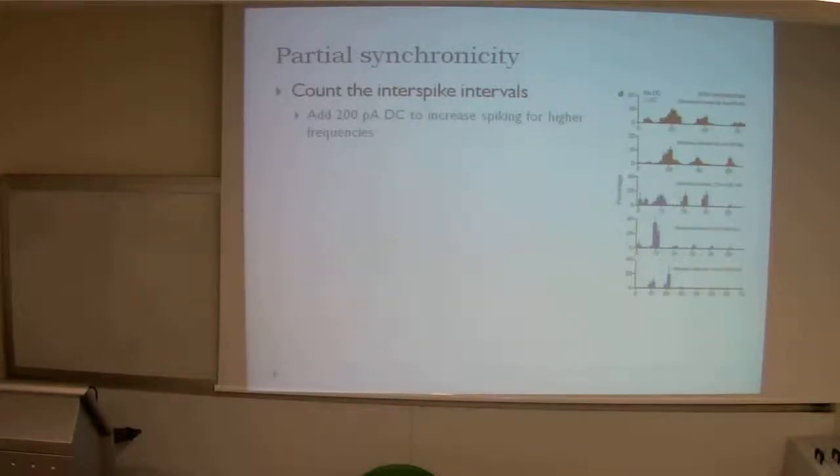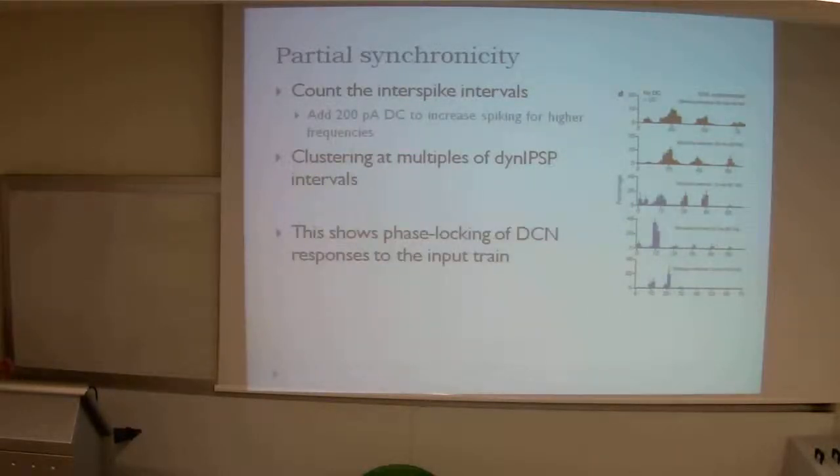You can see that for each of these different firing rates, most of the interspike intervals will be clustered around these firing rate intervals. So you can see this is clustering around multiples of these intervals, as we said. So this is showing that there's phase locking of the DCN in response to input trains. That if the trains are coming regularly, then the interspike intervals will be clustering regularly at the intervals between the firing rates.